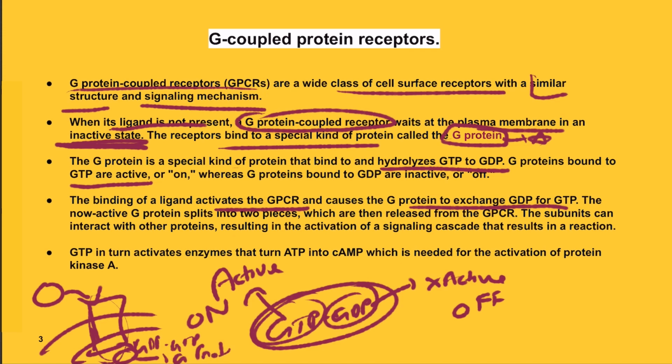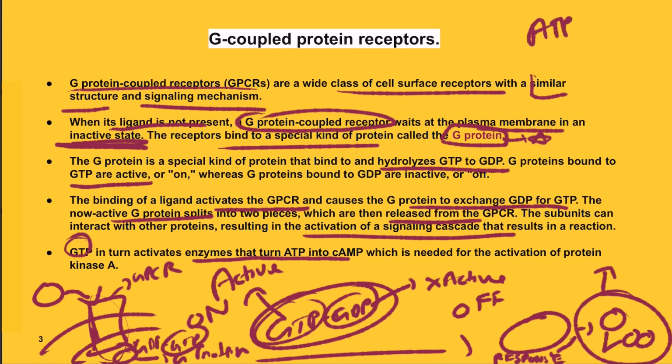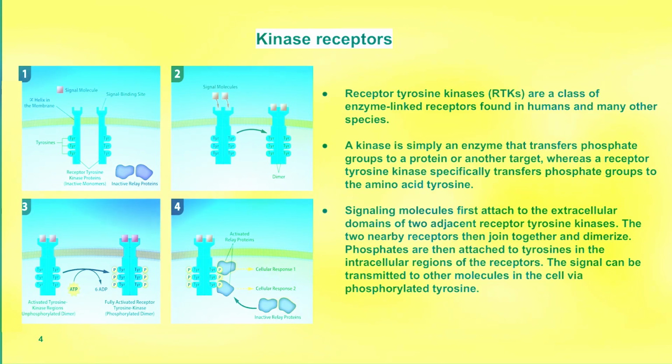Now the G protein splits into one unit and two subunits. It splits into two pieces, and those pieces are released from the GPCR. These subunits interact with other proteins, resulting in the activation of a signaling cascade, which ultimately results in a response. This GTP, in turn, activates enzymes that turn ATP into cAMP, which is needed for the activation of protein kinase A.